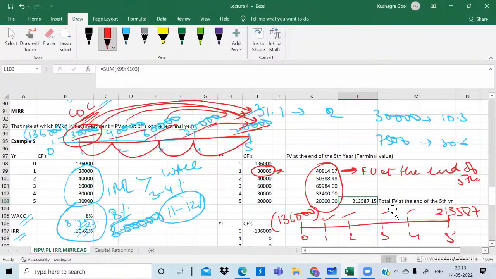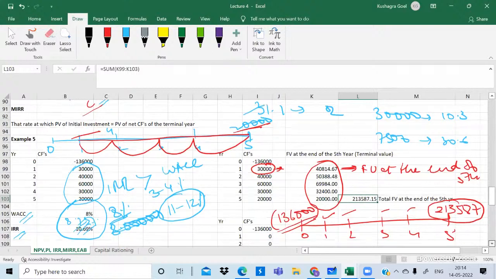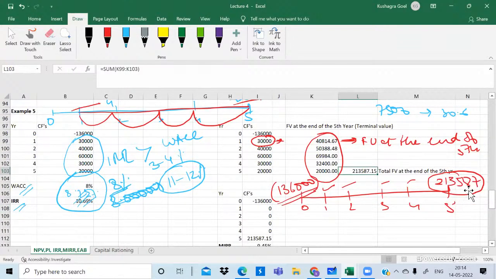So now I'm saying, what is MIRR? MIRR is that rate at which present value of this 2,13,587 is equal to 1,36,000. So look at the definition of MIRR. What is the definition of MIRR? It is that rate at which present value of initial investment, that is this 1,36,000, is equal to present value of the cash flows of the terminal year, which is this 2,13,587. So now I'll calculate that rate at which 2,13,587 will be equal to 1,36,000.